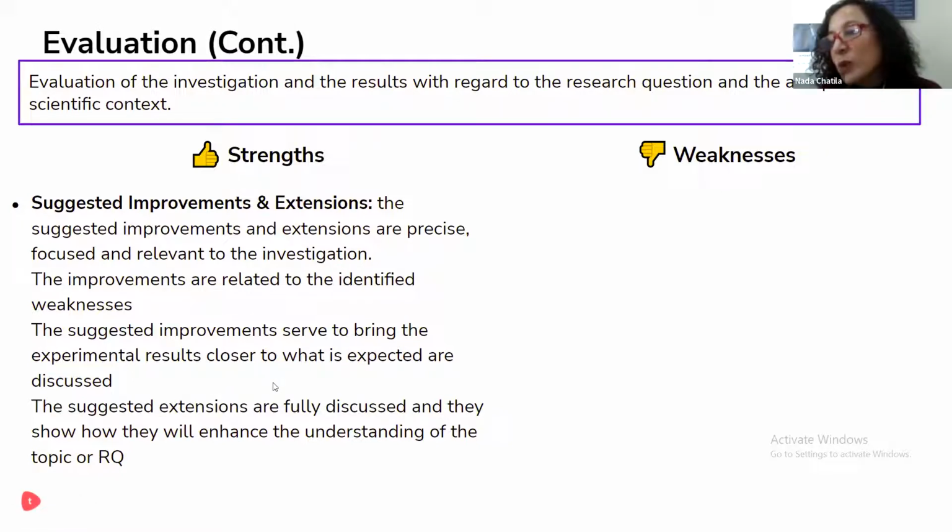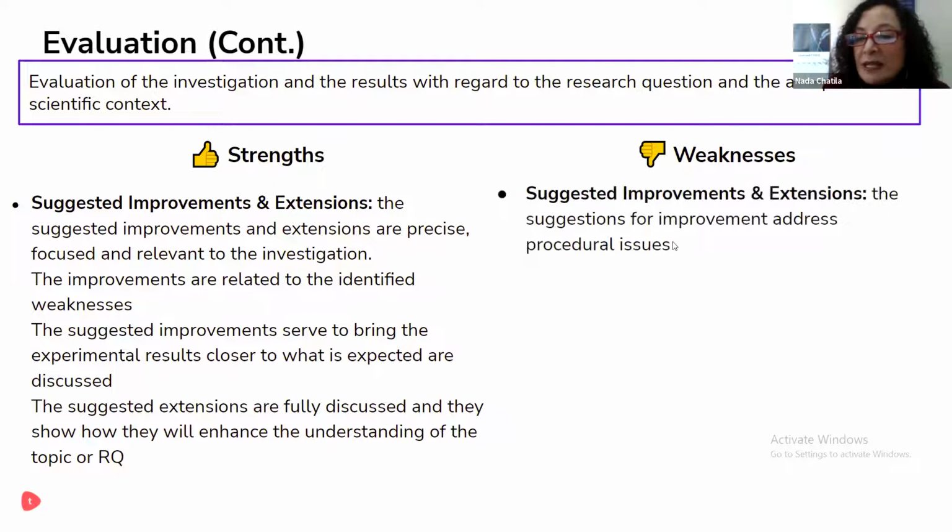Then they would consider this to be strong. The suggested extensions are fully discussed, because usually the extension is the last part of the report, at the very end, and it is usually done in a hurry. So even when they are really good suggestions, if they are only outlined or described, then they will not get the full 5-6 marks.